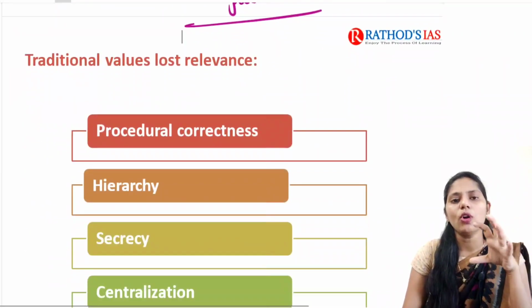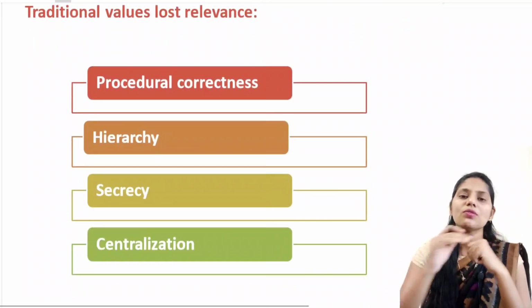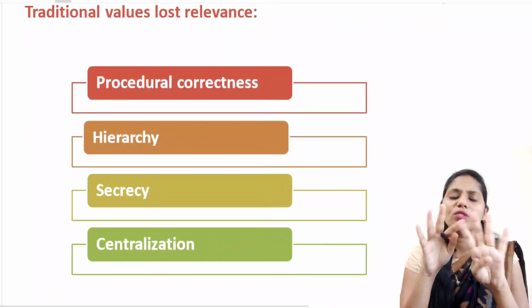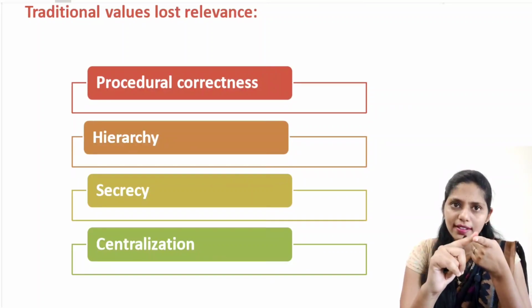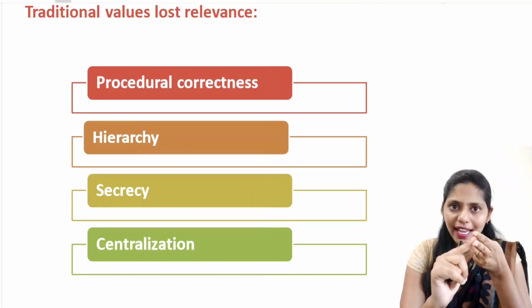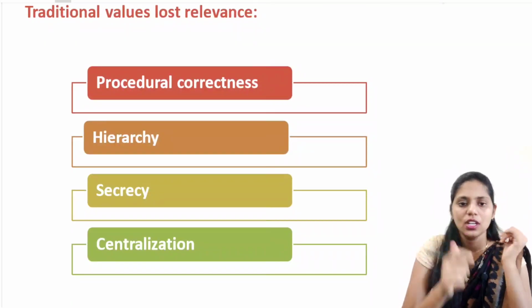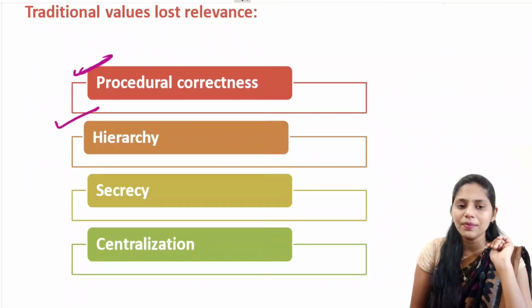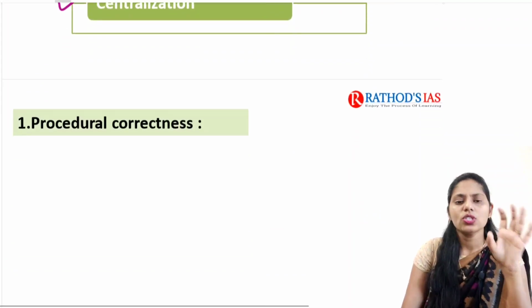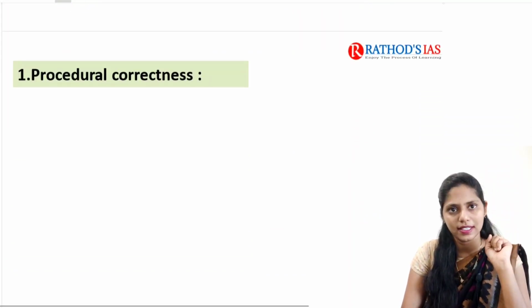So if you are talking about the traditional values which may have lost relevance, yes, there are some values. We are going to talk about four values with examples. The first one is procedural correctness, second is hierarchy, third is secrecy, and fourth is centralization. Now let us try to see the first one, that is procedural correctness.